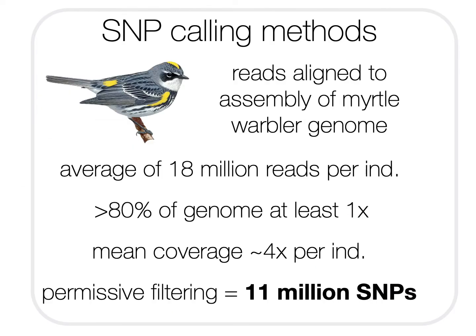We aligned our genome data to a genome of the myrtle warbler and ended up with relatively shallow coverage and about 11 million SNPs. A SNP is a single nucleotide polymorphism, so one difference. You can think of it as one base changing to a different base. If you think back to the previous data sets, 16,000 was the largest data set that had been used, and now we're using a data set of 11 million.